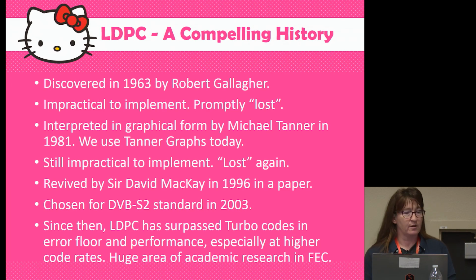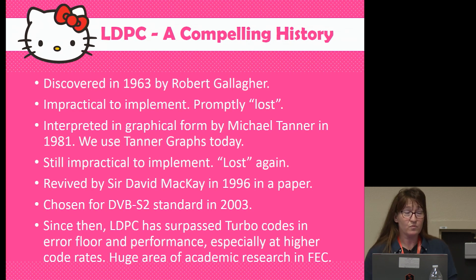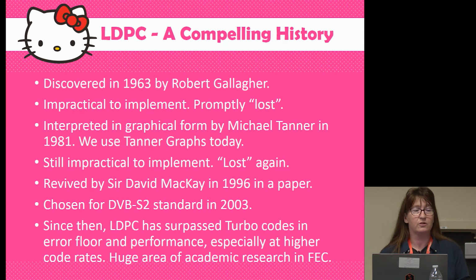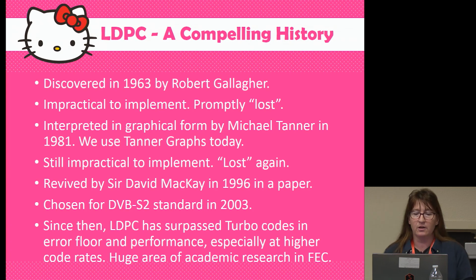Michael Tanner, if you know about Tanner graphs, he looked at it, and the Tanner graph is based on his work looking at Gallagher's stuff and saying, wow, low density parity check. Okay, I see a way to do this. So it rose to the surface, and it was immediately lost again. It was still very impractical to implement, it just took too much processing. There just wasn't enough parallel processing out there to do it.